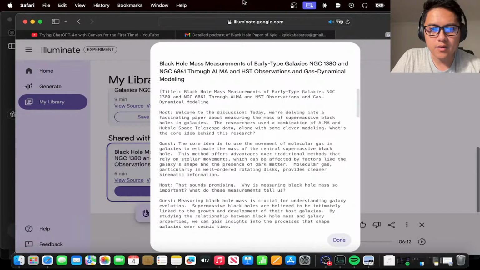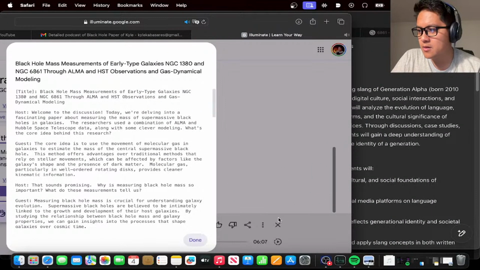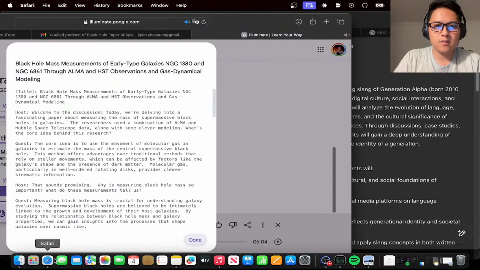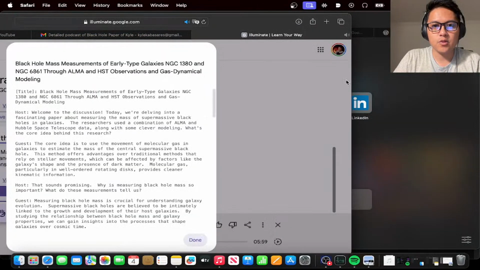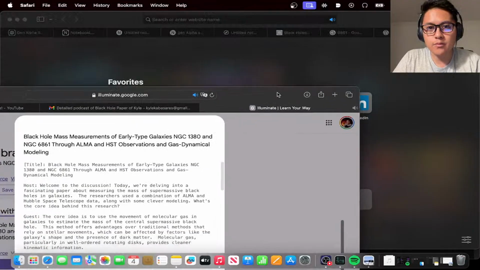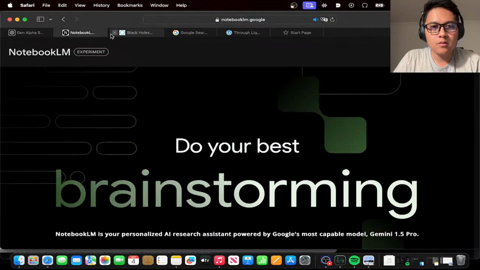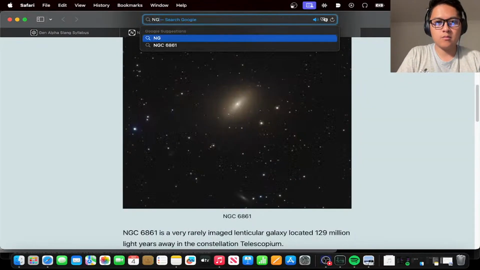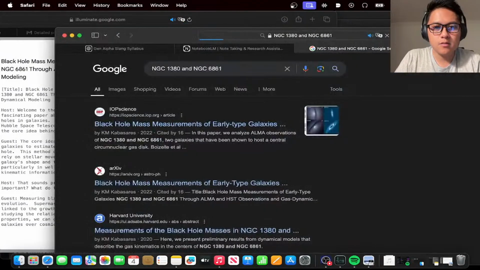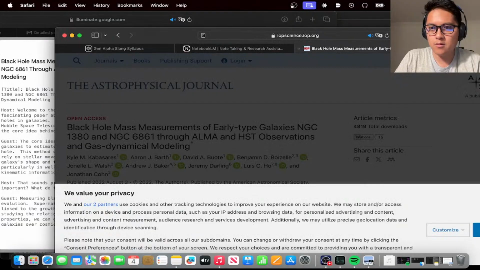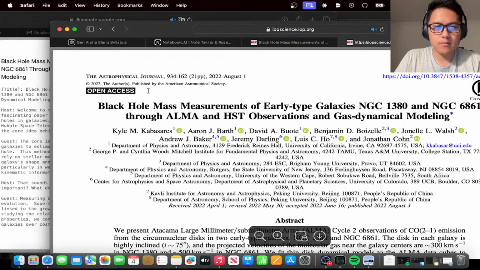Welcome to the discussion. Today, we're delving into a fascinating paper about measuring the mass of supermassive black holes in galaxies. The researchers used a combination of ALMA and Hubble Space Telescope data, along with some clever modeling. What's the core idea behind this research? The core idea is to use the movement of molecular gas in galaxies to estimate the mass of the central supermassive black hole. This method offers advantages over traditional methods that rely on stellar movements, which can be affected by factors like the galaxy's shape and the presence of dark matter.